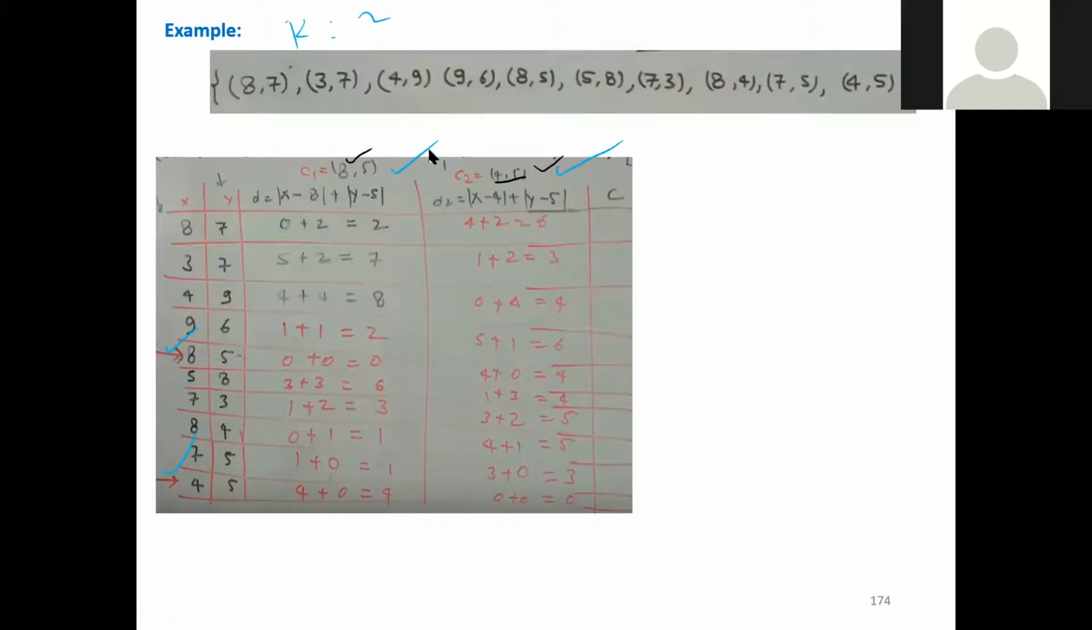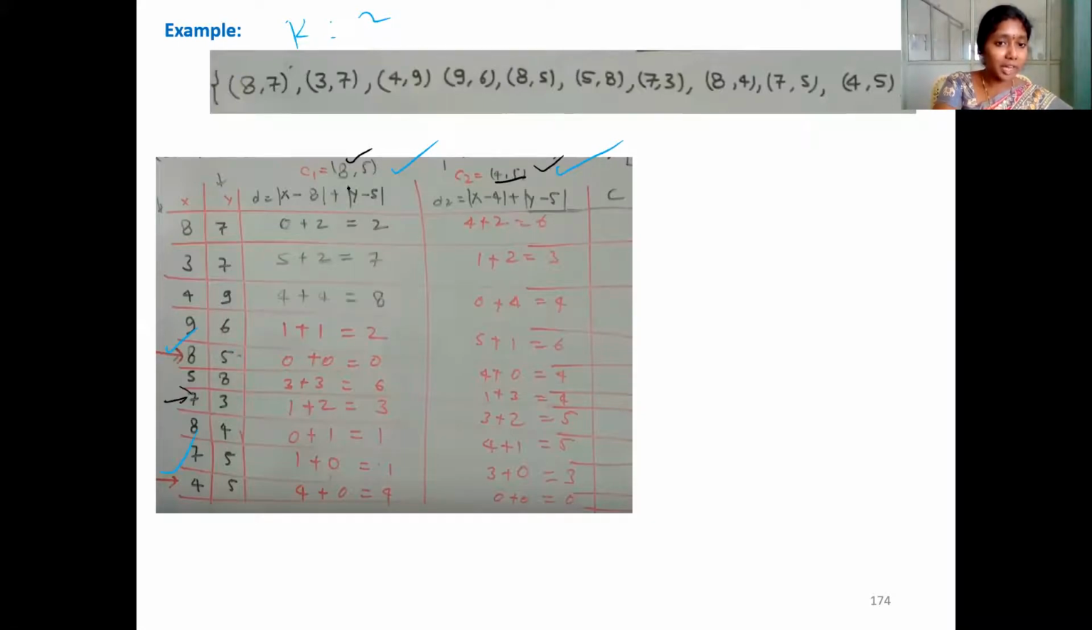Yes, ma'am. Or you can try randomly. You can try this 7, 3. What is the distance between 7, 3 and 8, 5? The formula is the absolute value of X1 minus X2 plus the absolute value of Y1 minus Y2. So 7 minus 8 plus 5 minus 3, or 3 minus 5. Mod is there, right? Like this, the second column indicates the distance between each and every point and the 4, 5.